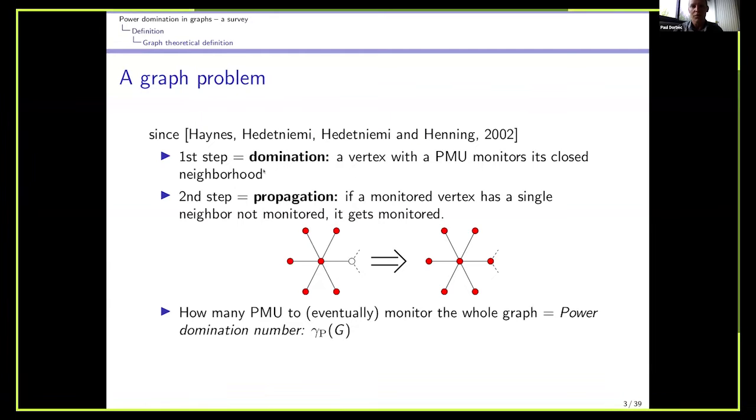And the first step is the step of domination, where every selected vertex with a PMU monitors its closed neighborhood. And then a step of propagation, where every time we've got a configuration where we have a monitored vertex and all of its neighbors are monitored except one, then we add this one into the set of monitored vertices. And we will denote the power domination number, the minimum number of vertices so that the graph becomes eventually completely monitored, gamma_p(G) for the power domination number of the graph G.